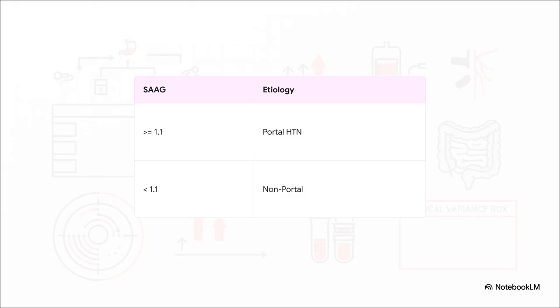The beauty of this is how strictly mathematical it becomes. We map the exact biochemical parameters using the SAG, the serum ascites albumin gradient. You just subtract the ascites albumin from the serum albumin. If that gradient hits 1.1 or higher, boom, you're looking at portal hypertension, like cirrhosis or right heart failure. Strictly under 1.1, you're dealing with non-portal etiologies like peritoneal carcinomatosis or TB. That one simple subtraction problem instantly dictates your path.